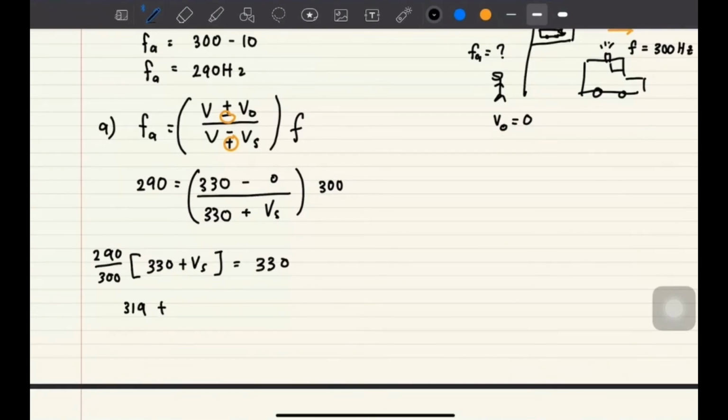So this one 290 divided by 300, I got 0.967. Yes. So 330 minus 319 divided by 0.967, I got 11.38.